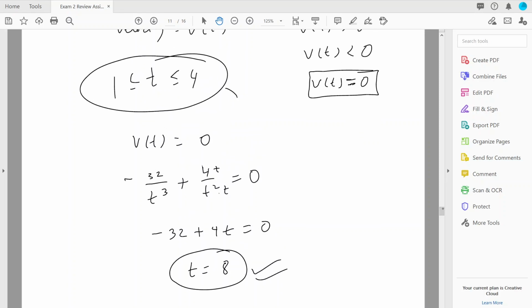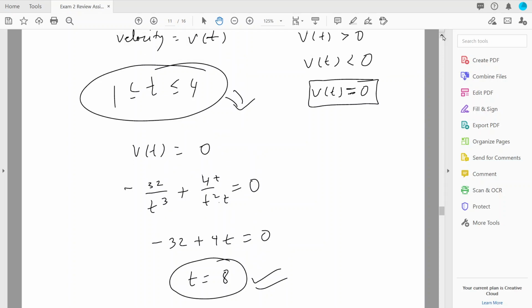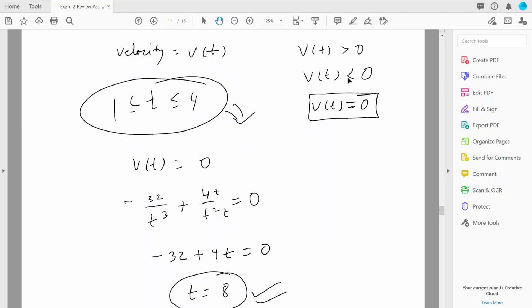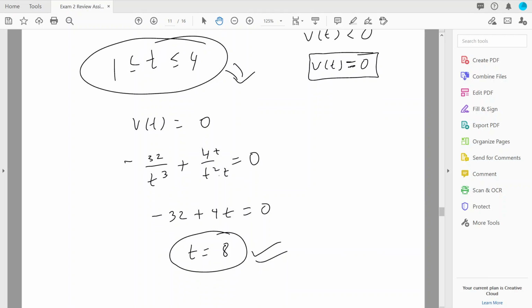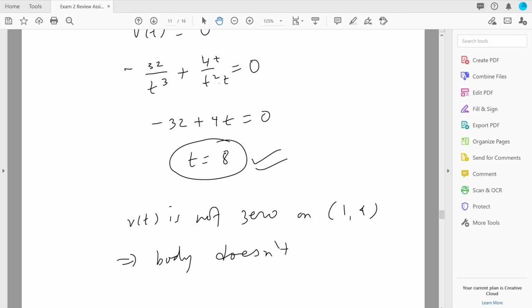But that is out of this interval. We are just caring about time from 1 to 4. So there is no way this velocity would be 0. That means there is no way the velocity would go from negative to positive or positive to negative. That means the object is not going to change direction. So the answer for this part is no. The body is not going to change direction. So v(t) is not 0 on this interval, so it means the body does not change the direction.